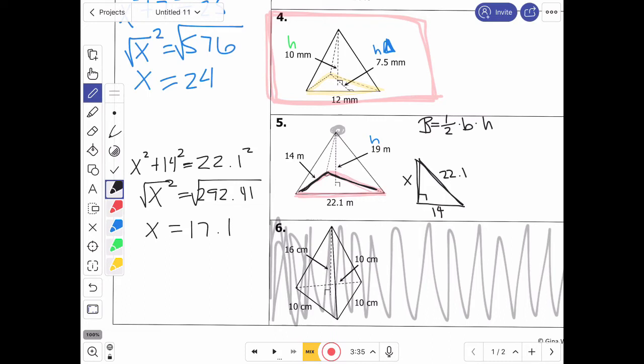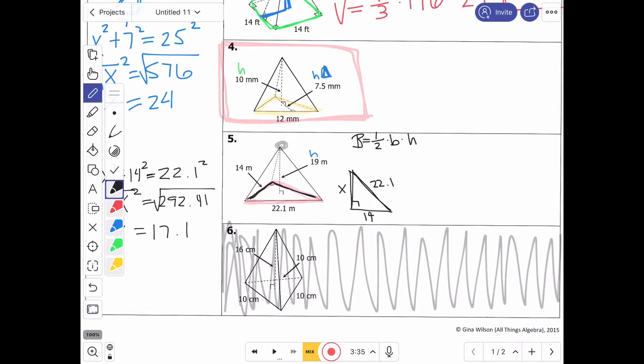But in this one, now I have everything I need to solve for the base area. So 1/2, my base is 14, times my height I just found, 17.1. And so my base area turns out to be 119.7.